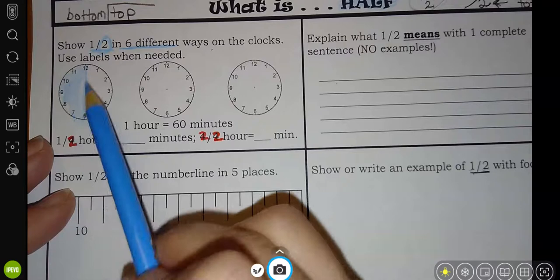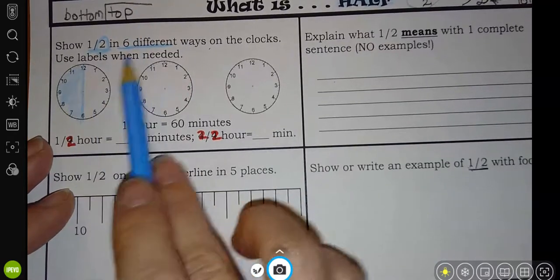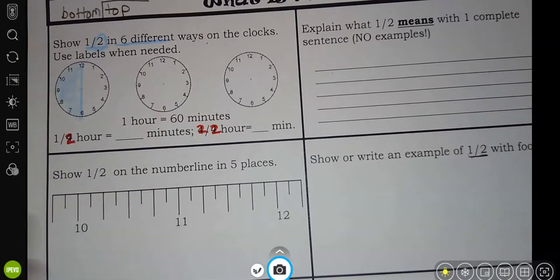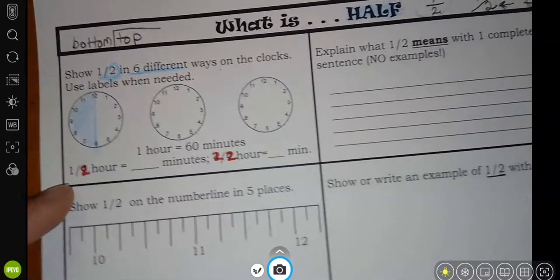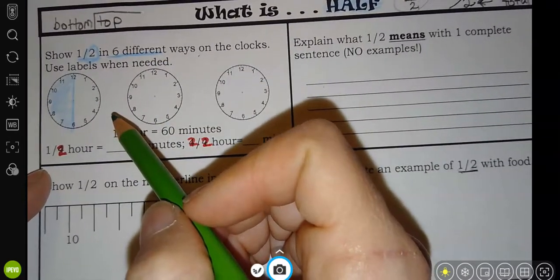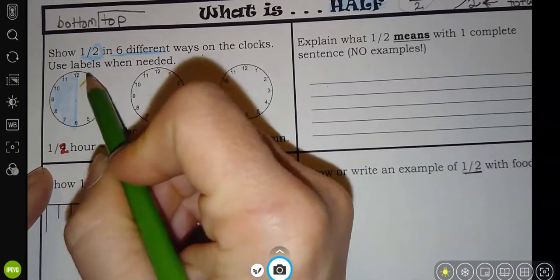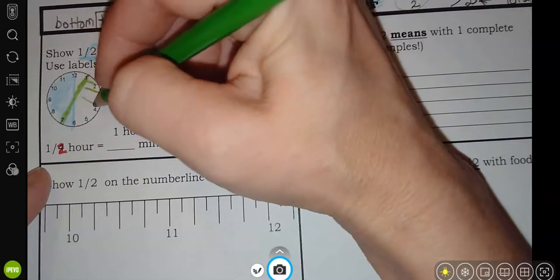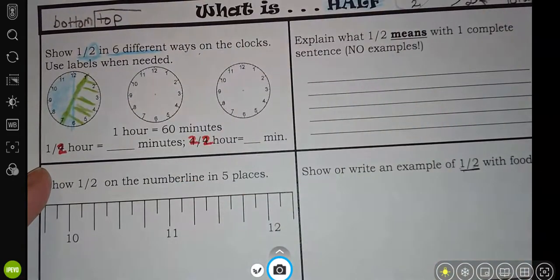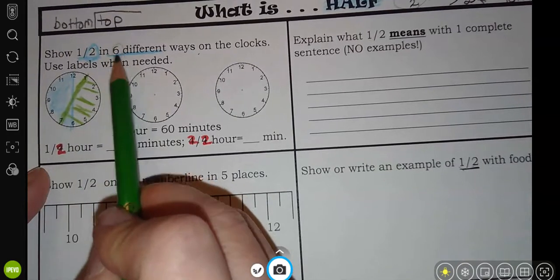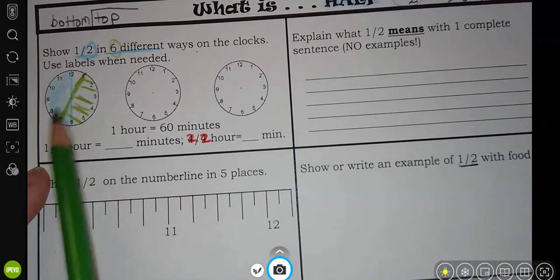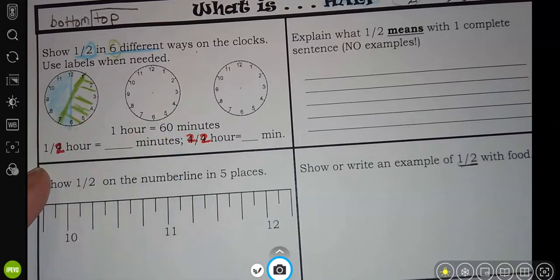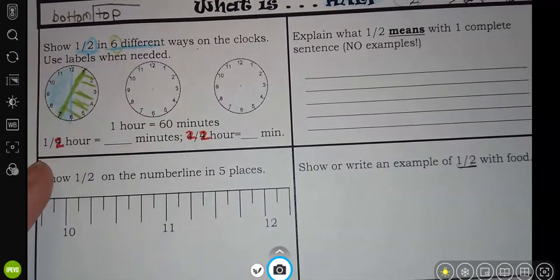1 out of 2. 1 out of 2 pieces on the clock, but it says we need to show this in 6 different ways. So that's one way to show half on the clock. How else could you show half of the clock? Well, you could just start 5 minutes later and go 5 minutes longer. That would be another half. Since we have to show half in 6 different ways, you are going to have to use your clock to show half 2 different times.